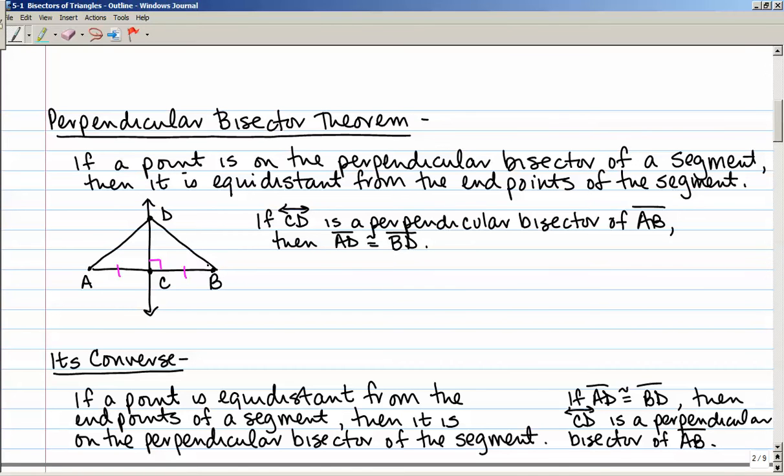The converse of this is also true. If a point is equidistant from the endpoints of the segment, then it is on the perpendicular bisector of the segment. So given the same picture, if AD is congruent to BD, then line CD is a perpendicular bisector of segment AB.